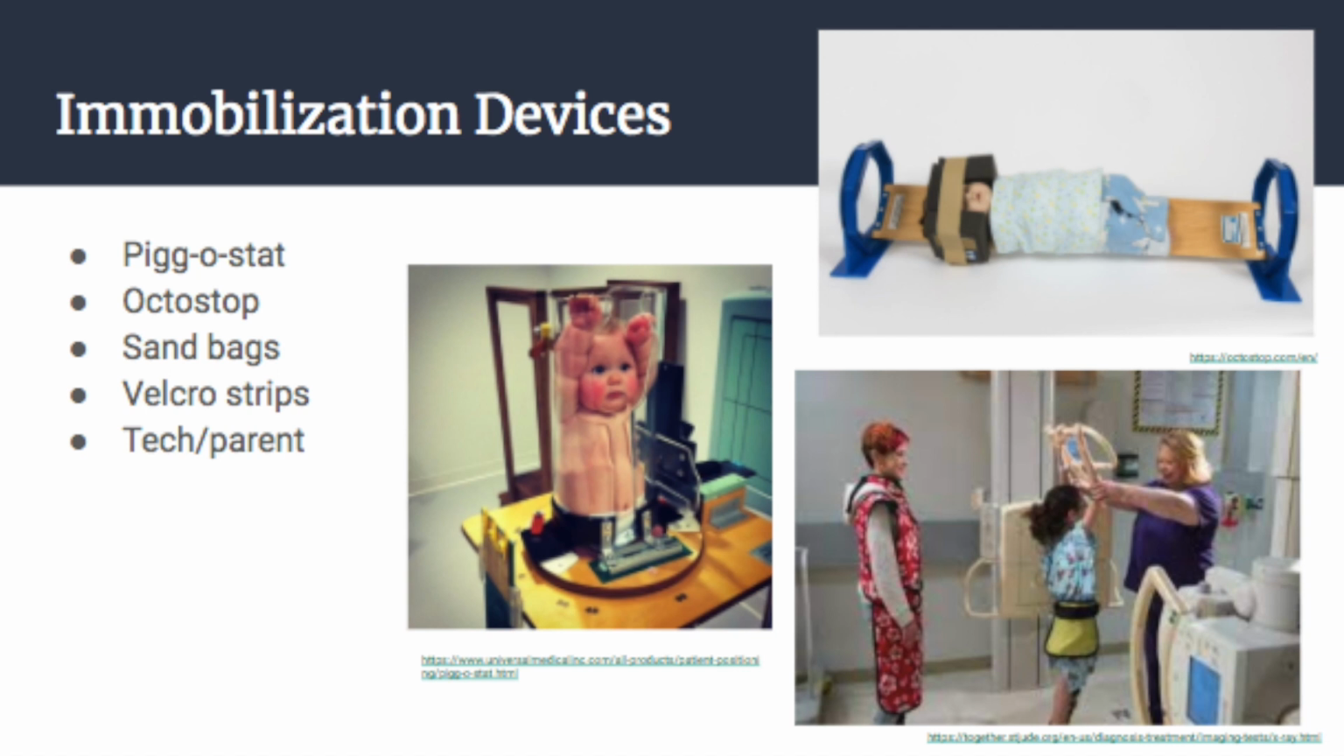Another common device utilized in pediatrics is the pigostat. This is commonly used for chest x-rays. The patient is placed in a tube-like structure to remain still for imaging. Immobilization devices are important because they limit the patient's movement, thus reducing motion, and therefore providing a more quality image while decreasing patient exposure. In the next clip, we will demonstrate how to properly use a makeshift octostop.